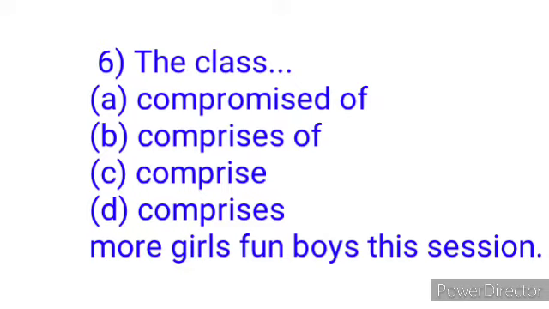Option B, comprises of. Like I told you earlier, "of" does not come after the word comprise or comprises, so this is not the correct answer. Option C, comprise. This is not the correct answer, even though there is no "of" coming after the word comprise in this option, because the subject of this sentence, the class, is singular. So it has to go with a singular verb. And this option, comprise, is a plural verb.